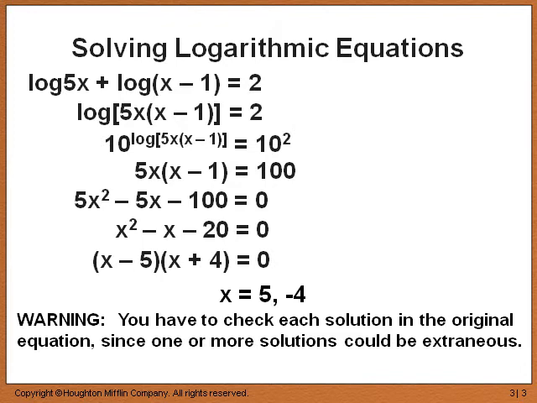Now try plugging negative 4 in for x in the original equation. Well, we run into problems because log of 5 times negative 4 is log of negative 20. That's impossible. You can never take the log of a negative number. Negative numbers are not in the domain of the logarithmic function. And we also run into problems with log(x - 1). If I put negative 4 in for x, then I end up with log of negative 5, and that doesn't work either. So you can see that negative 4 is an extraneous solution.